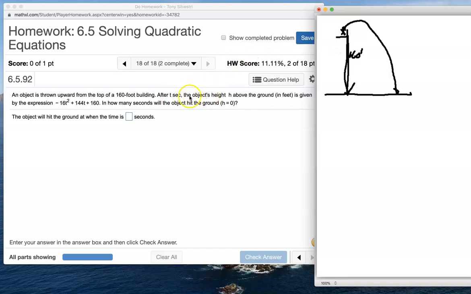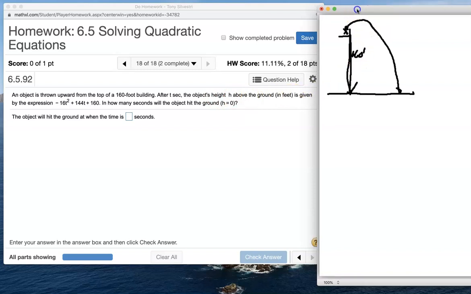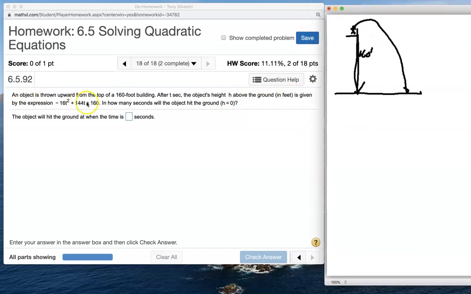Now, they're telling you that after t seconds, the object's height above the ground is given by this expression. Let's just accept it: H is equal to negative 16t squared plus 144t plus 160.